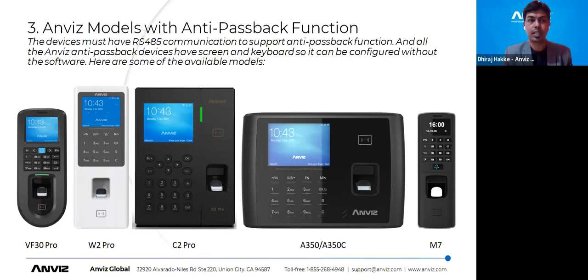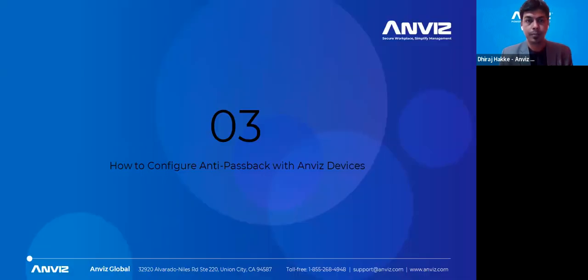In these models, you can connect RS-485 communication, and we can configure the devices with the anti-passback feature, and then users can use the models with their credentials. That can be a card, that can be a fingerprint, that can be a keypad. So they can use it for the anti-passback feature again.